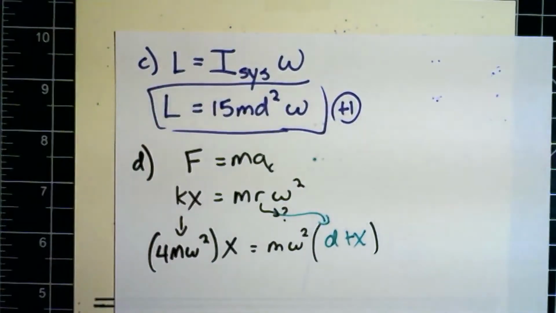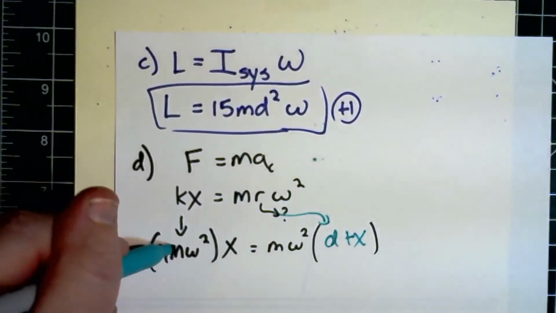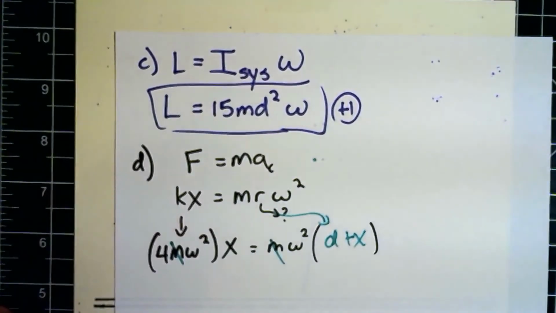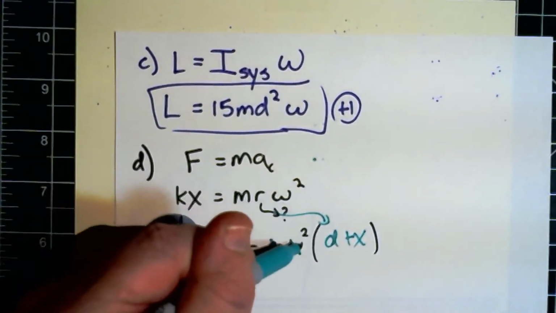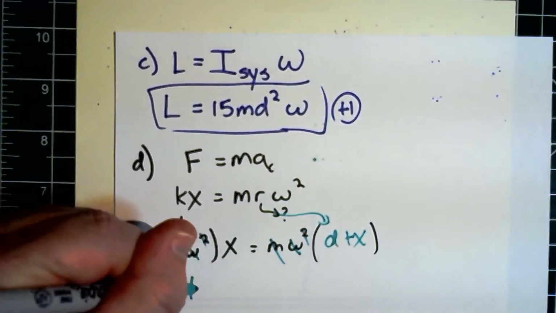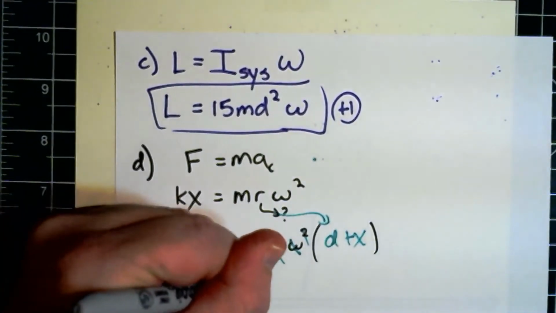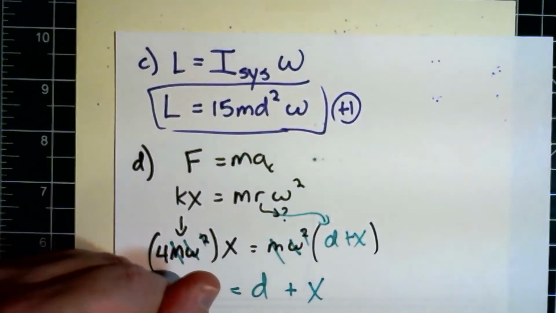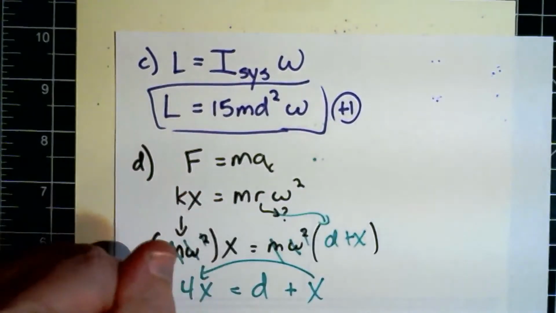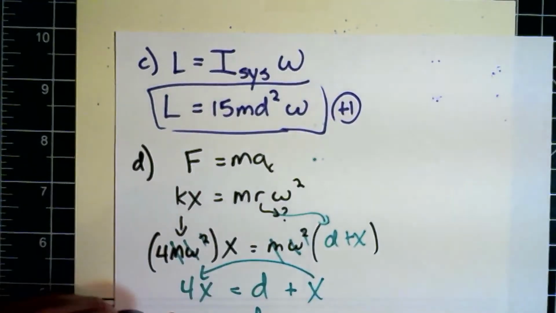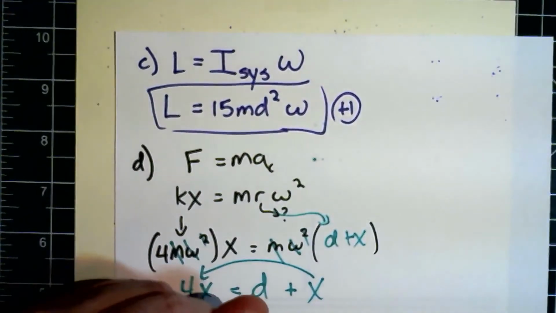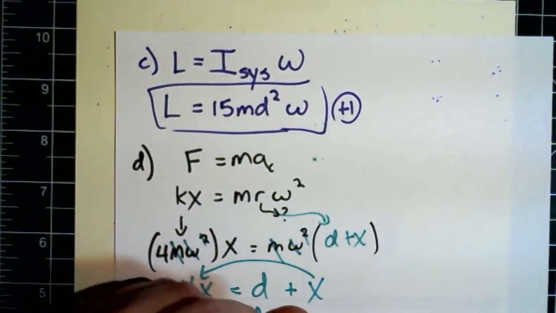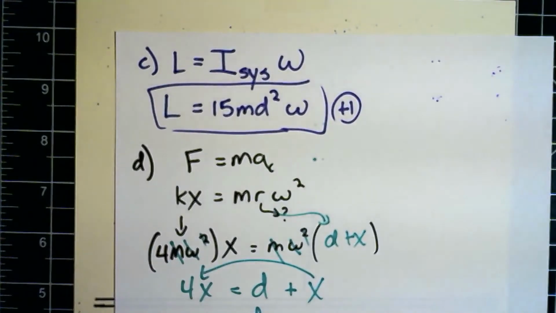All right. And so it takes a little bit of algebra, but it's not too bad. Solving for x, we can get rid of the m, which is nice. The omega squared actually goes away, and so what we're left with is 4x is equal to d plus x. So that means that 3x, moving this over here, subtracting by x, 3x is equal to d. But we're solving for x, so x is d over 3. So it's stretched a third of the original d distance.